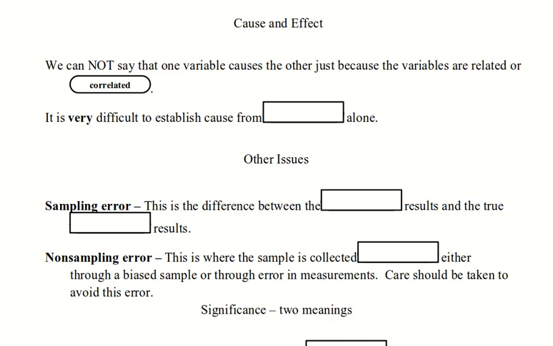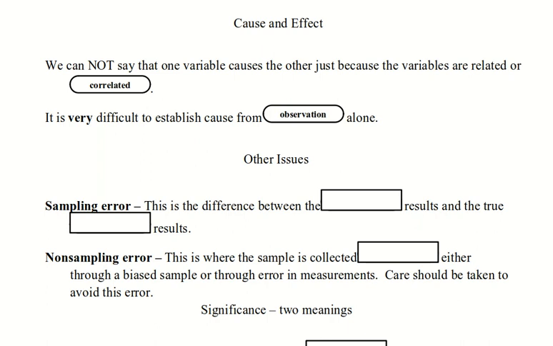In other words, drownings and ice cream consumption go up at the same time. They're correlated. So we should be very clear to have a word that says they happen together, but that one doesn't necessarily cause the other. Eating ice cream doesn't cause you to go drown. So as a result, it's very difficult to establish cause and effect from observation alone.